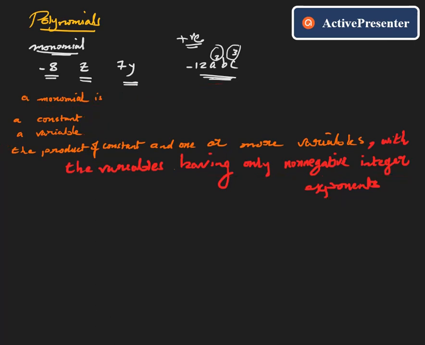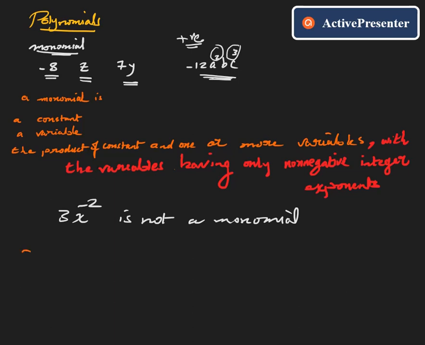For example, 3x to the power minus 2 is not a monomial. This is because we have a negative integer as the exponent. So the exponents of a monomial must be non-negative in order for it to be a monomial.